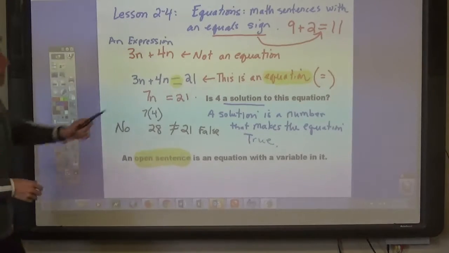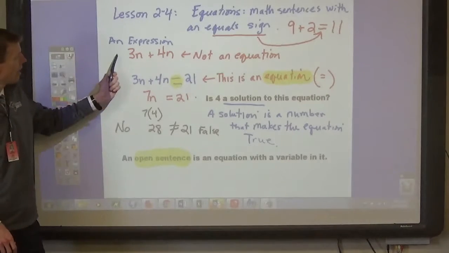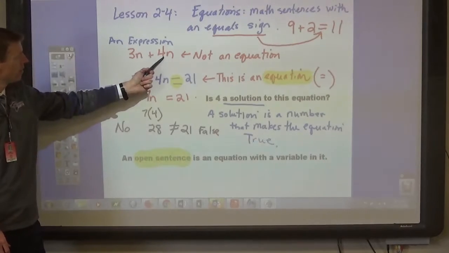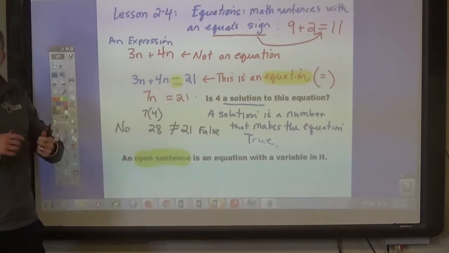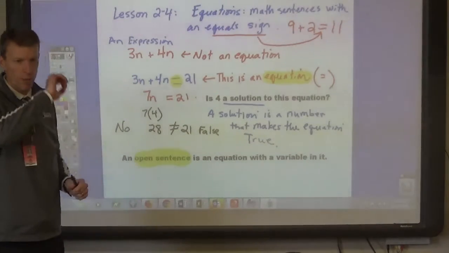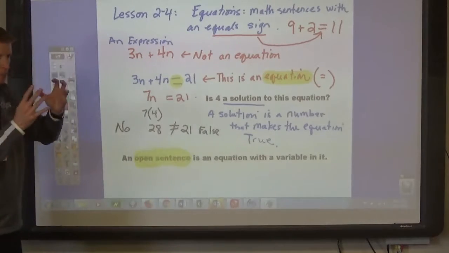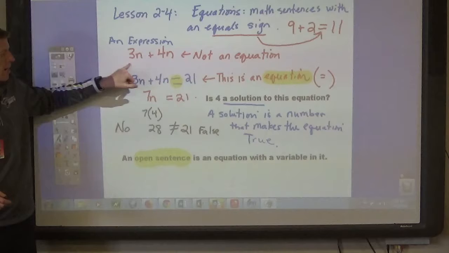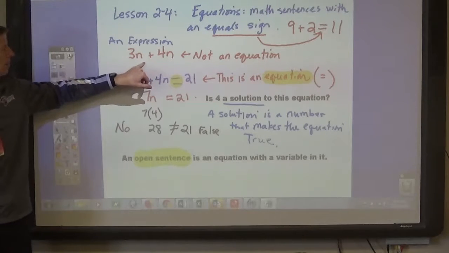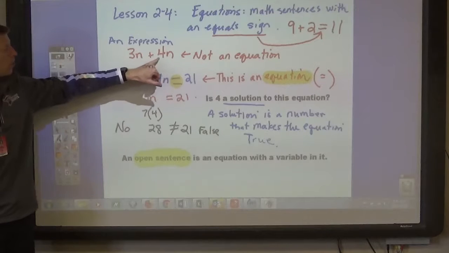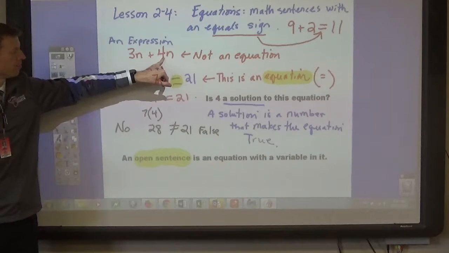Yeah, so if it contains an equal sign, it's called an equation. When it doesn't have an equal sign, like these are the ones that we've been working on, combining like terms, using the distributive property to multiply over parentheses and doing things like that, and then simplifying. We've been working with expressions when doing that. There's no equal sign at the end. So 3n plus 4n is not an equation, it's called an expression.